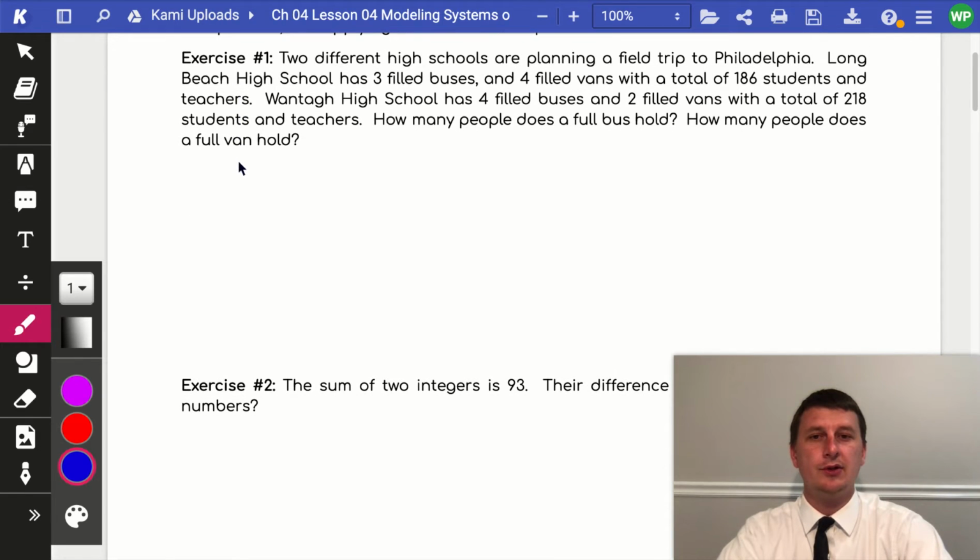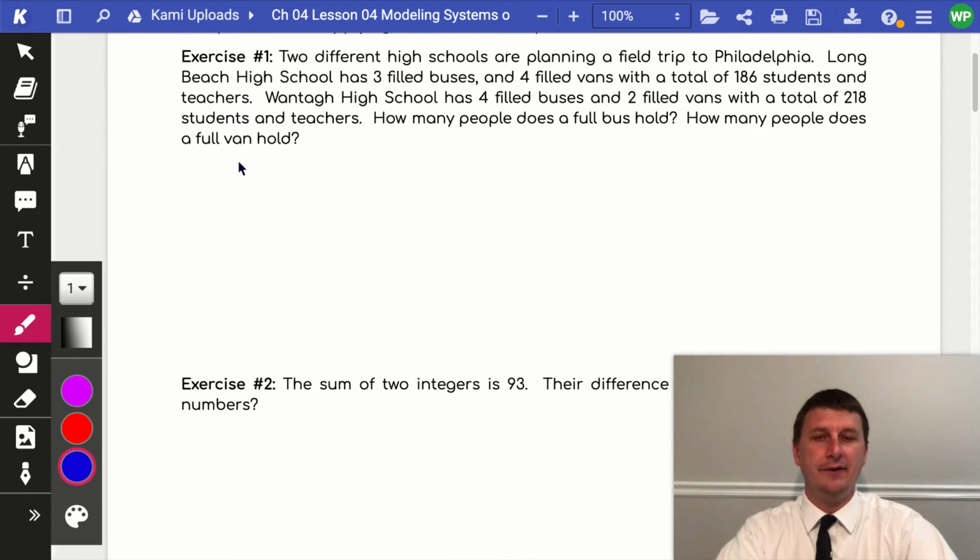says, two different high schools are planning a field trip to Philadelphia. Long Beach High School has 3 filled buses and 4 filled vans, with a total of 186 students and teachers. Wantagh High School has 4 filled buses and 2 filled vans, with a total of 218 students and teachers. How many people does a full bus hold? How many people does a full van hold?